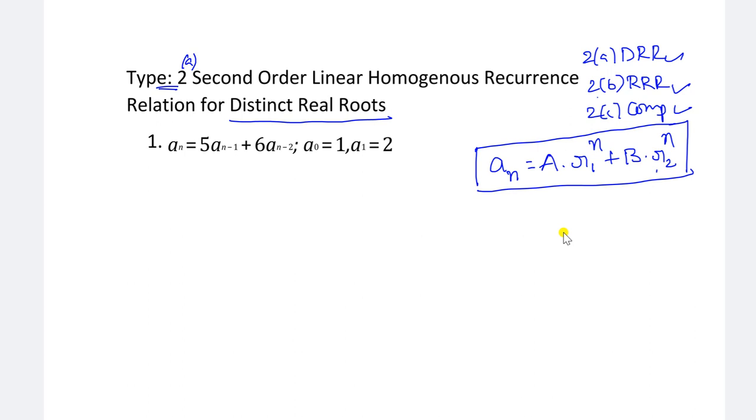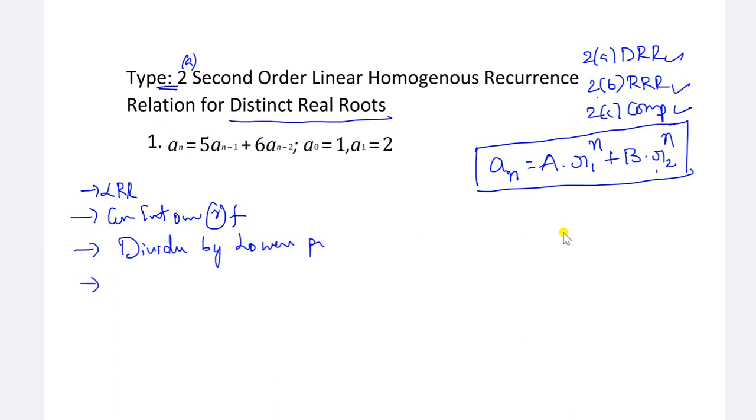And the same procedure applies here also. First write down the linear recurrence relation and then convert it into R form. Next we will get a quadratic equation, so we have to divide by the lowest power in the given equation, and then find the roots. Here we will get two roots because it is second order. If it is third order, we will get three roots. If it is fourth order, we will get four roots.